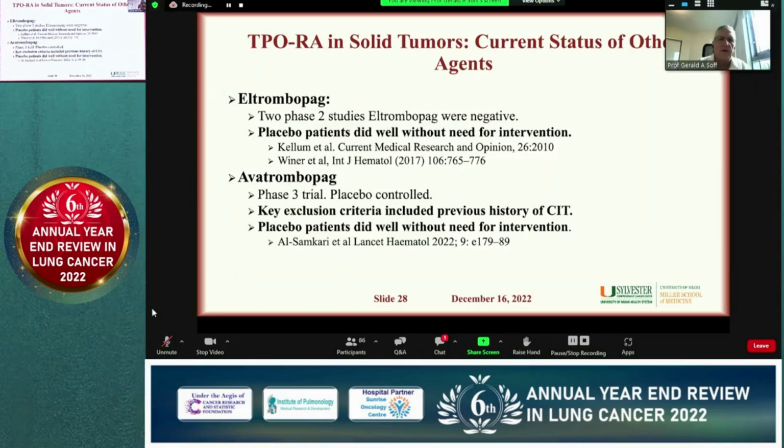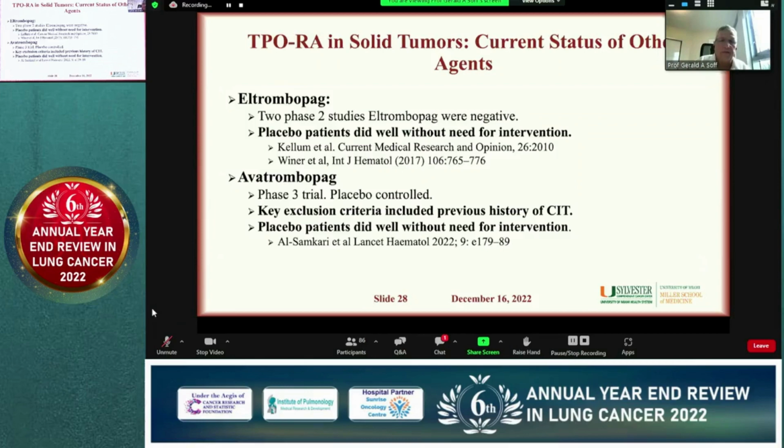I don't want to just talk about Romiplostim because I think it's important to recognize that these drugs are not interchangeable. I told you I've done research for Amgen, which makes Romiplostim. My friend Dr. Al-Sankari has done work with Romiplostim as well. But I want to go through these other drugs as well, in solid tumors. There are a couple of phase 2 studies with Romiplostim, and there was a phase 3.